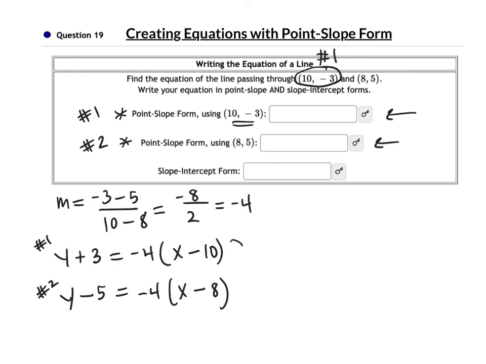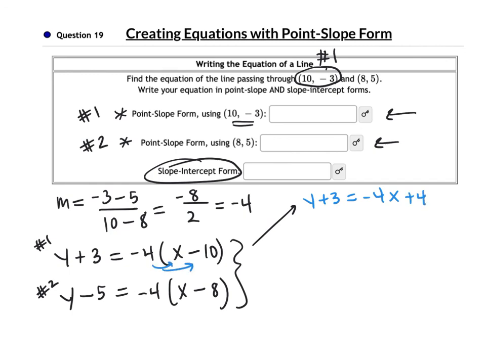Now we'll take either equation, because if they don't produce the same answer for slope-intercept, we did something wrong. Take either equation and solve for y. Let's just take the first one. y plus 3 equals -4 times x minus 10. Now I'm going to distribute. -4 times x. -4 times -10 is positive 40. I'm going to take a 3 off each side, and y will equal -4x plus 37.